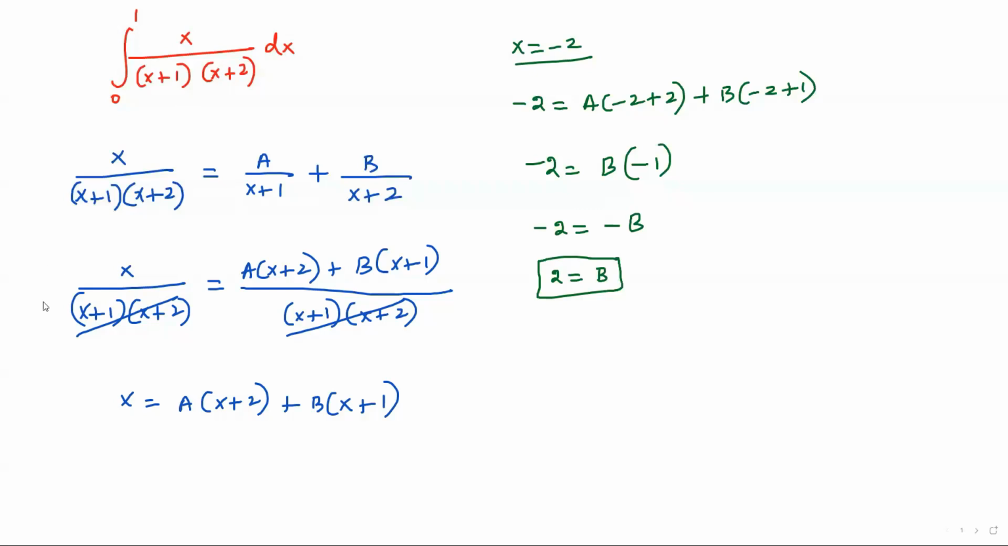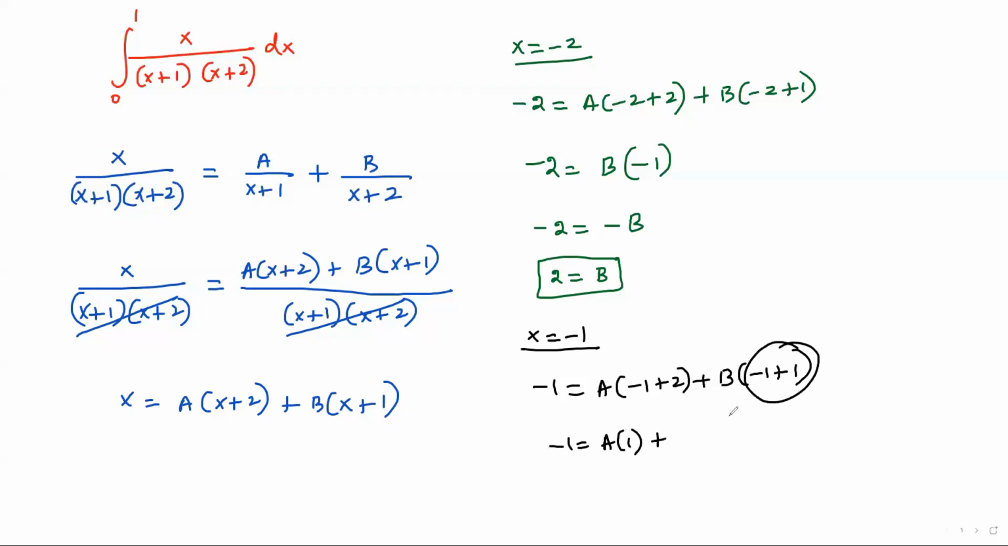Now I'm going to plug in x = -1 so that B will vanish. In the complete equation, I replace x by -1. So -1 = A(-1 + 2) + B(-1 + 1). A times (-1 + 2) becomes just A times 1, and the B part becomes 0, since B times 0 is 0. So -1 = A. So I got the values of A and B: A = -1 and B = 2. Now I have to plug in these two values, A = -1 and B = 2, over here. Okay, let's do that.